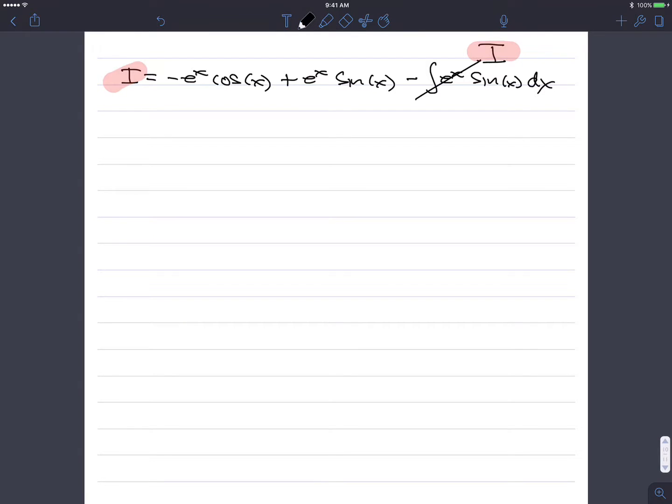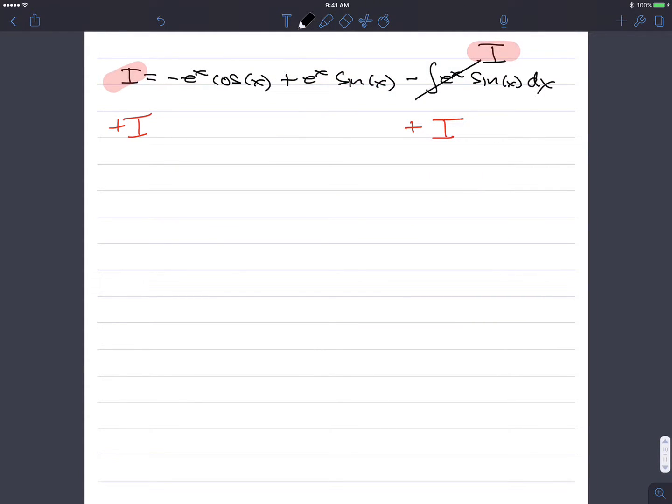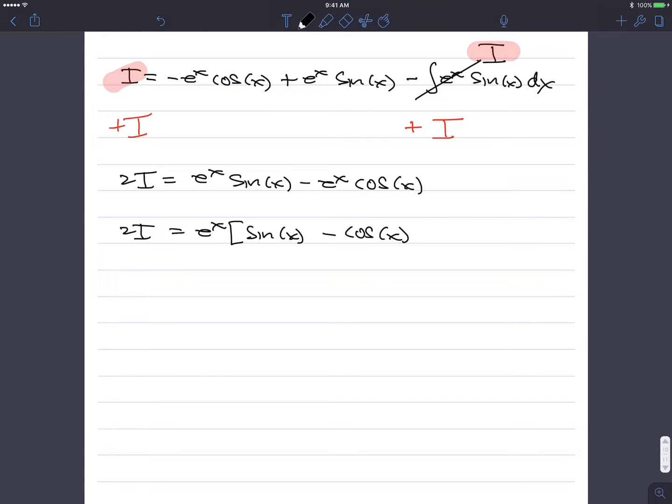So how you approach it is you can say, all right, let me add that integral I to both sides. And what you obtain is now 2I will be, let's start our terms with positive, let's put the e to the x sine x first, minus e to the x cosine x. And we can factor out the e to the x, and so we get sine x minus cosine x if we like.